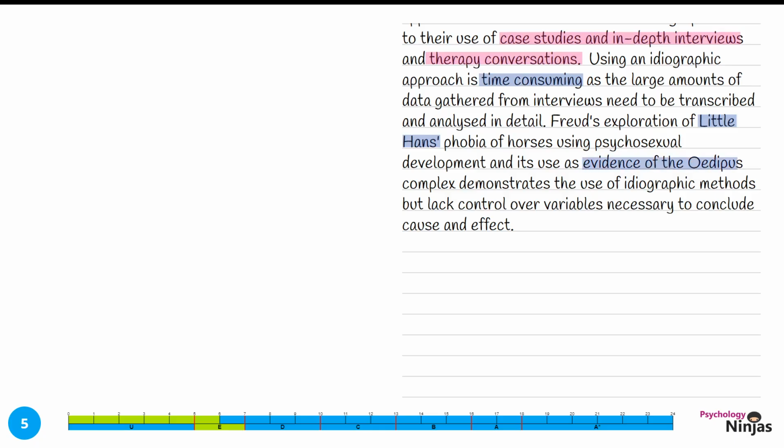And for here, we've talked about little Hans being connected to or explaining the Oedipus complex. We've also continued that problem by saying we have a lack of control over variables and we cannot conclude cause and effect. We're going to give a counter-argument once again, returning back to strengths of an idiographic approach.